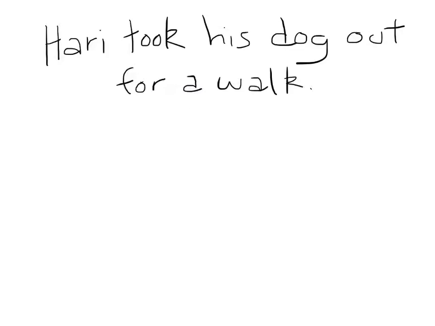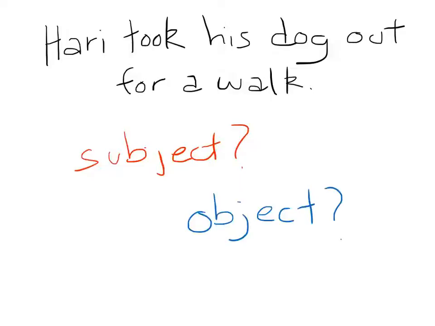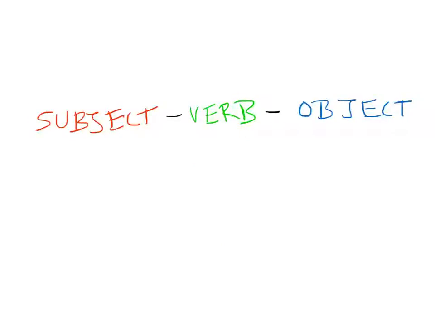This sentence is simple, isn't it? Now, if I tell you to identify the subject and the object of the sentence, can you do so? If you can, then you don't need this lesson. But if you can't, keep watching, because the subject-verb-object concept is central to the understanding of English sentences and helps in understanding other grammar concepts too.